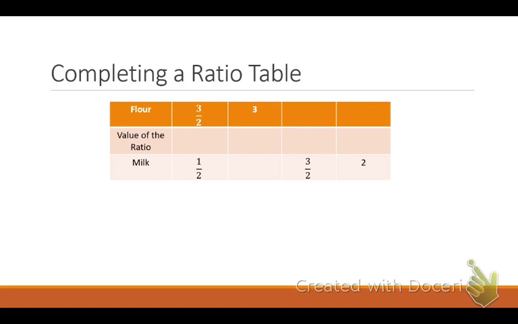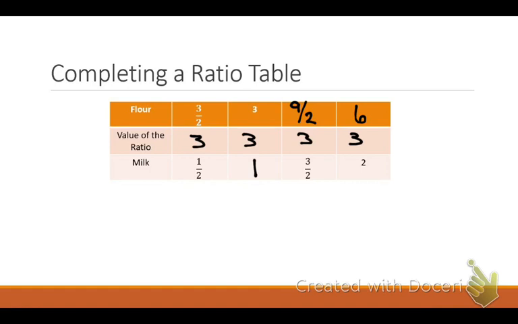Completing the ratio table. Go ahead and do this. What's the value? 3. Value is 3, so 3 all the way across. This is going to be 1. What's going to be my top number in the third column? 4.5, which is 9/2. 4.5 is technically the same value as 9/2. Now 2 times 3 is 6. So that's my ratio table.